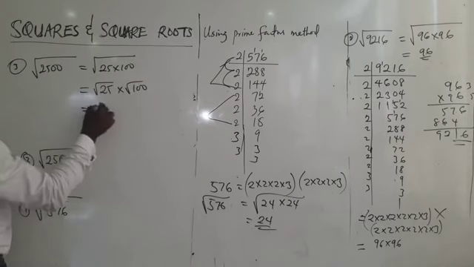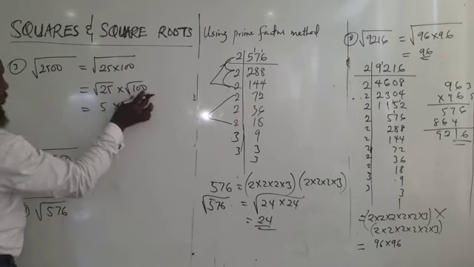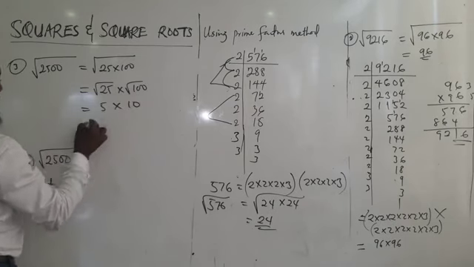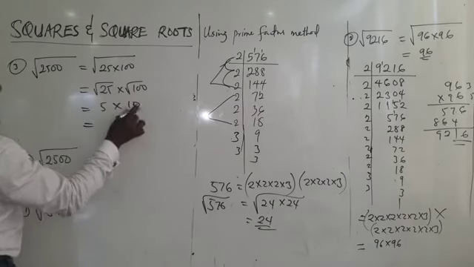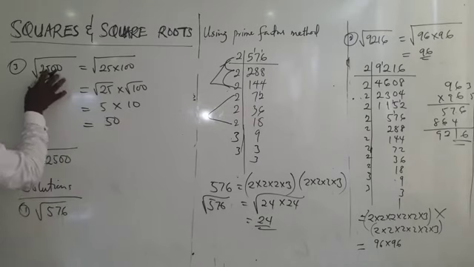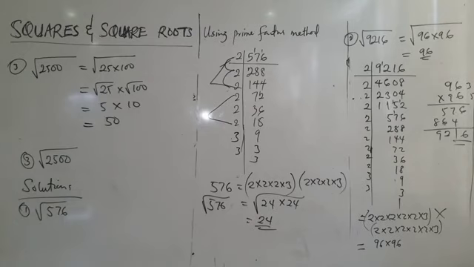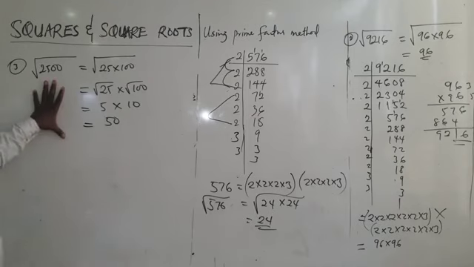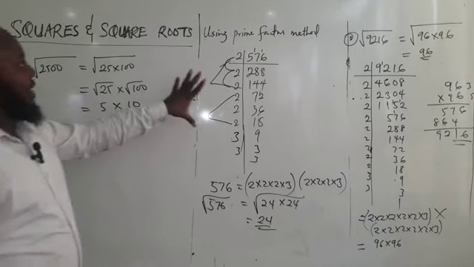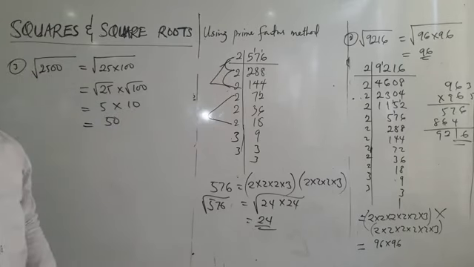What is the square root of 25? That one is known to us. That is 5 times the square root of 100, which gives us 10. So 5 times 10 is what? 50. So the square root of 2500 is 50. As you can see, that is very straightforward. So that is how to find the square root of a large whole number. So we have this method. I also have the prime factors method.